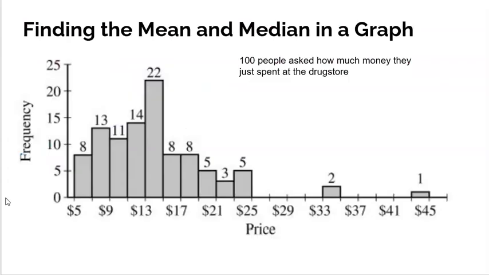Now, how do you find the mean and median if you have a graph? Well, here is a histogram of how much money people spent at the drugstore. 100 people were asked as they exited a drugstore, how much money did you spend? So for example, somebody said $20.03. So they would go into this bin right here. These bins go 5, 7, 9, 11, 13. I skipped every other bin, but there are still bins there. So this bin is 19 to 21.